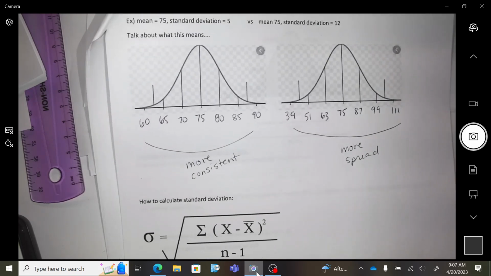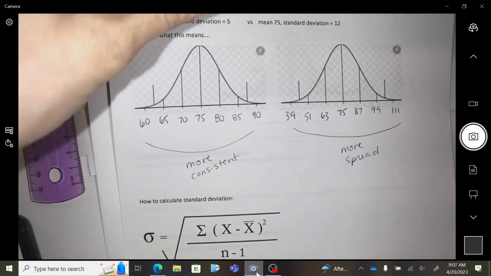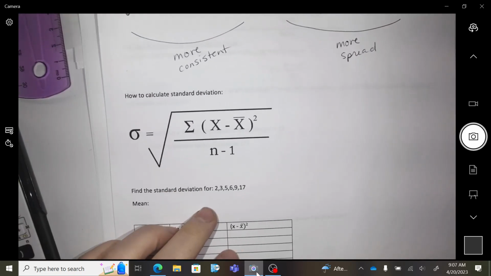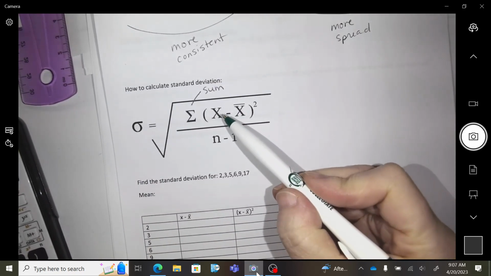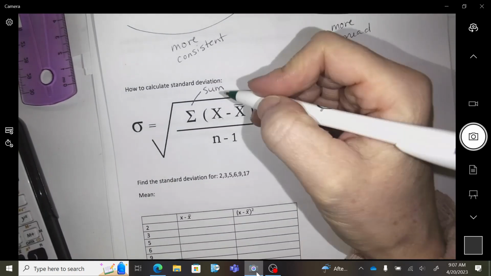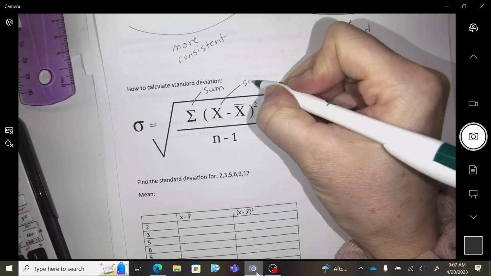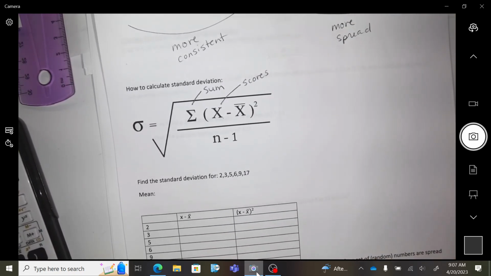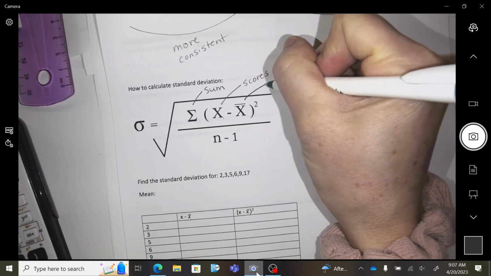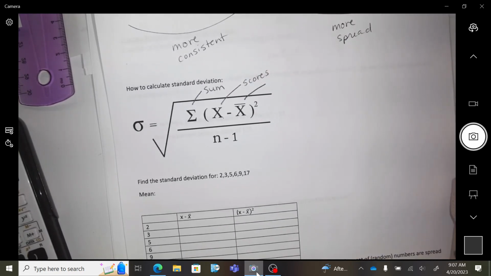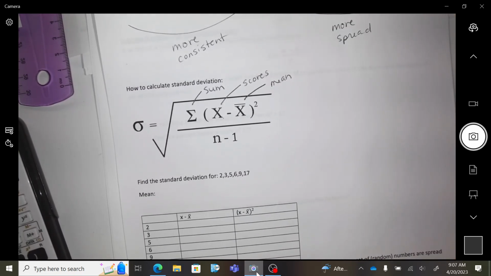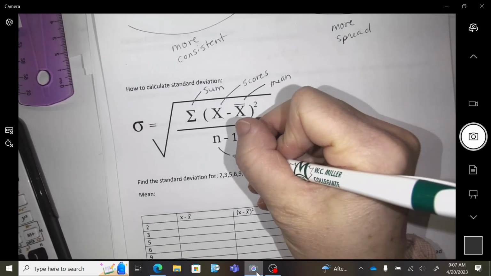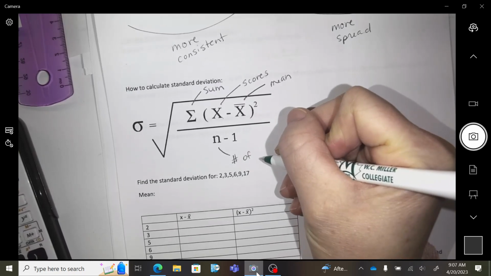Okay, so how do we get standard deviation? This is a little bit of a complex formula. So this means, again, the sum of all the x values, which are just the scores, x with a bar is the mean, and the n is the number of data items.